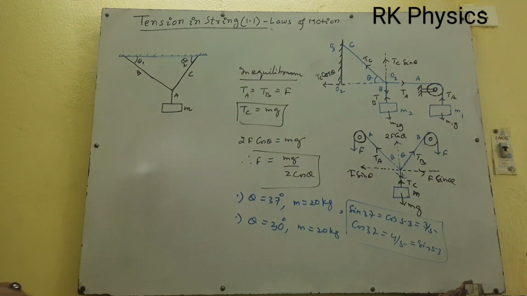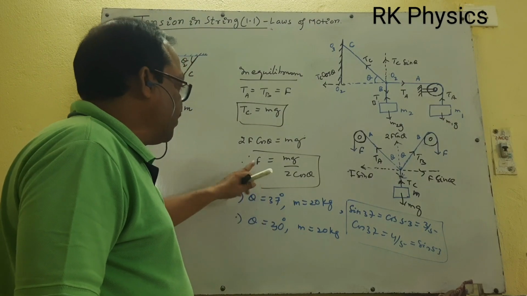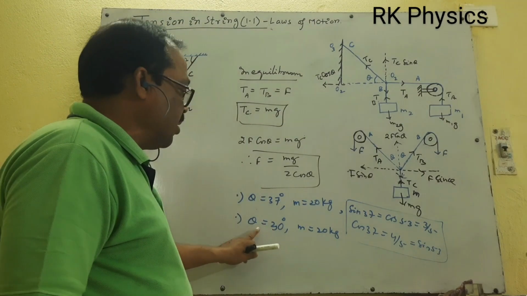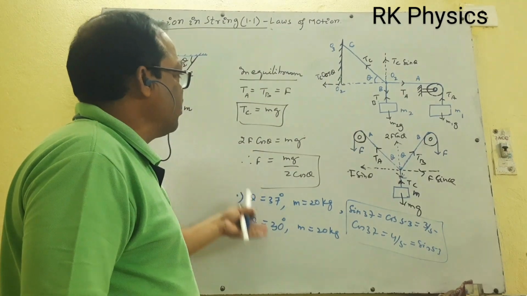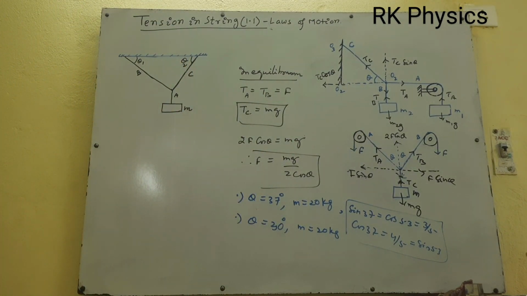So you put theta equal to 37 degree, m equal to 20 kg, then what are the values of F, TA, TB and TC? Similarly, this is the second case. Like that, you can solve a number of problems.